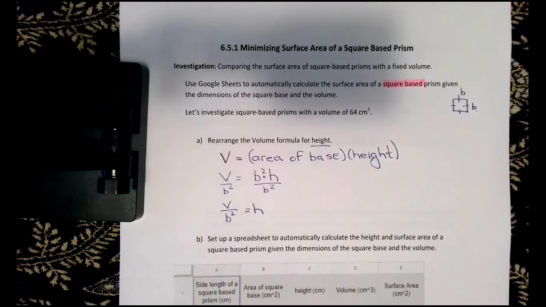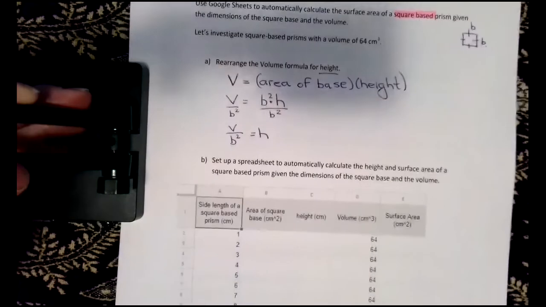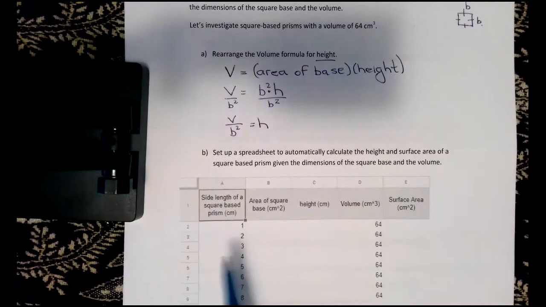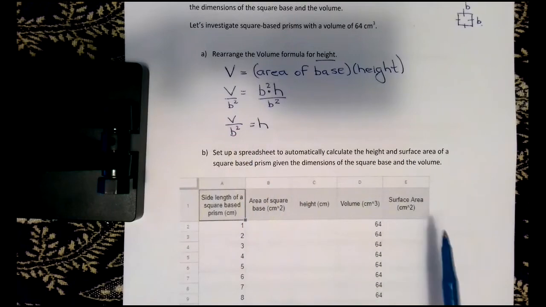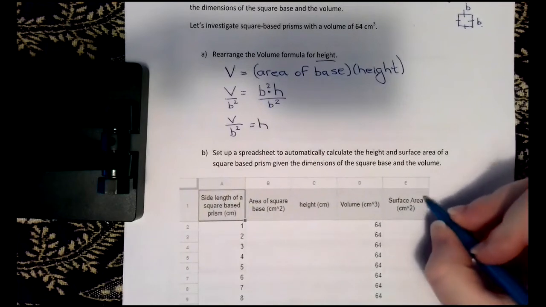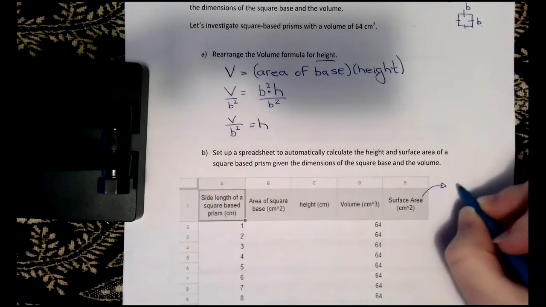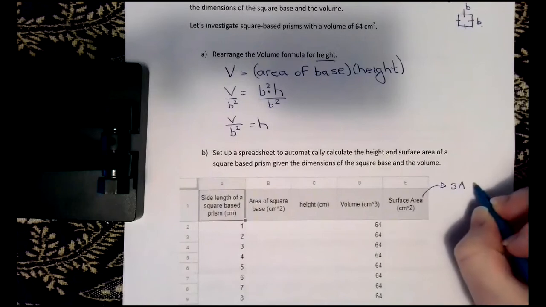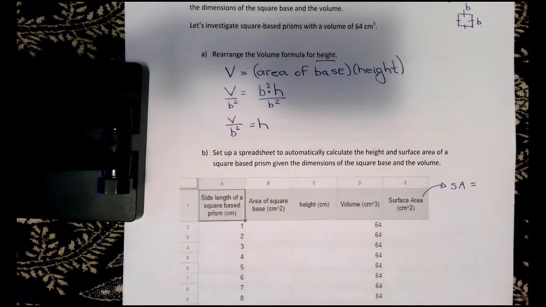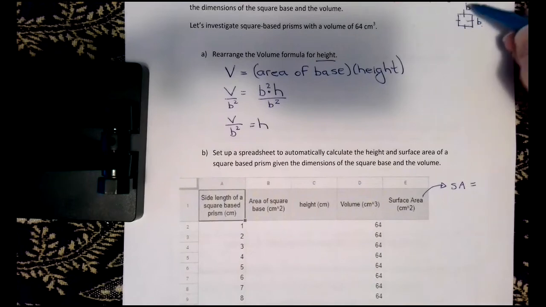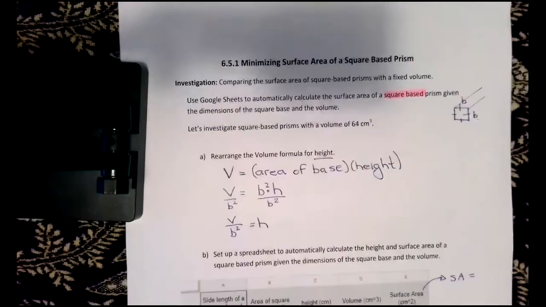So now we want to actually set up our spreadsheet. We're going to come up with some side lengths for the square-based prism. Then we can calculate our area. We can use the height formula to calculate our height. We know what our volume is, and then we know our surface area formula, if you remember it, is equal to, well, we'd have two of these in a square-based prism. If we think about, whoops, you can't see that. Let me just bring that down a little further.